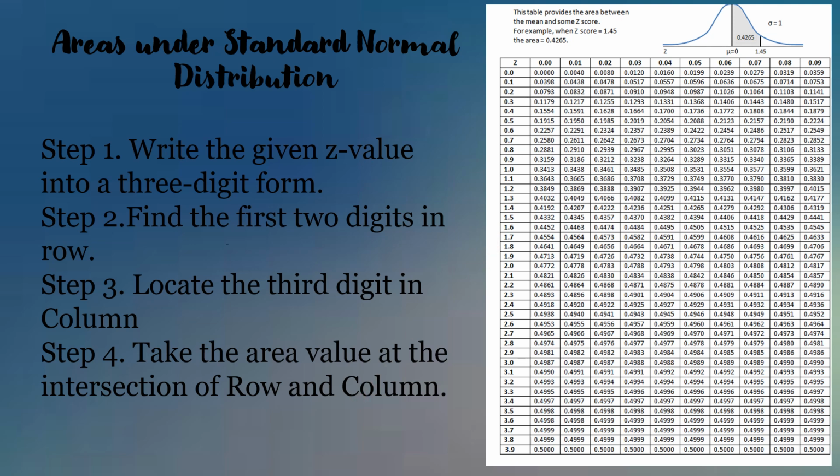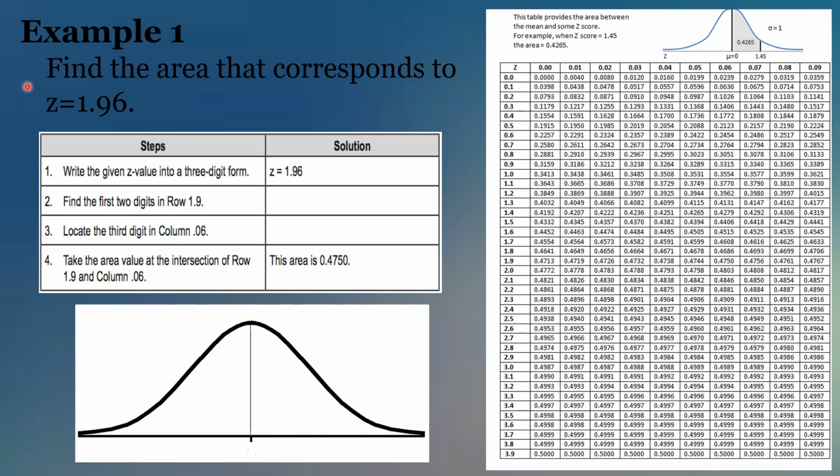Okay. Okay, so let's have an example. So find the area that corresponds to z is equal to 1.96. Okay, so first step is to write the given z value into a 3-digit form. Okay, so yung ating given z value ay naka 3-digit form naman na, is 1.96. Okay, so proceed tayo sa second step. Find the first 2 digit in row. Okay, so titingnan natin dun sa row yung ating first 2 digit na 1.9. Okay, so si 1.9, nandito siya.